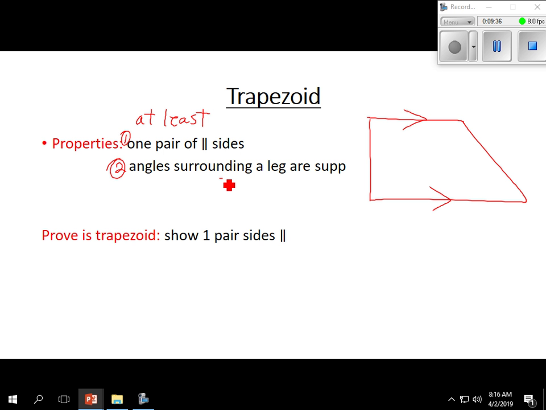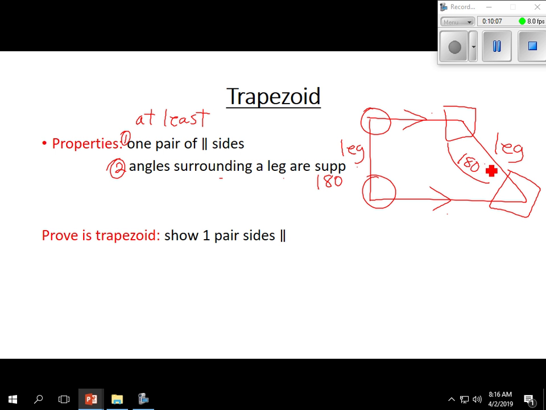So in a trapezoid, always you're going to have that one pair of parallel sides. Angles surrounding a leg are supplementary. If these are your two parallel sides, these two sides are called legs. Sometimes the legs are the same, sometimes they aren't. We're going to talk about ones where they are the same on the next slide. But the angles surrounding those two, so that angle and that angle, got to add up to 180 degrees. This angle and this angle have to add up to 180 degrees in every trapezoid.